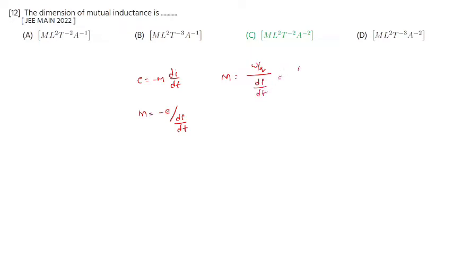So further if you write, we'll get the dimensions as M L square T power minus 2 divided by A T divided by A T power minus 1. So further if you simplify this, you will be getting the dimensions as M L square T power minus 2 A power minus 2. So that is the dimensions of mutual inductance.